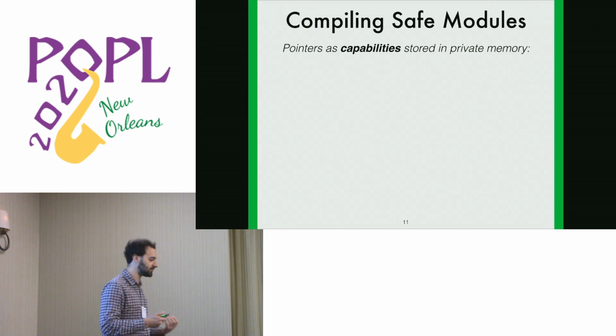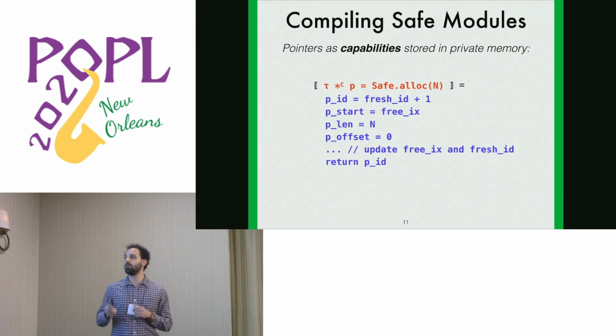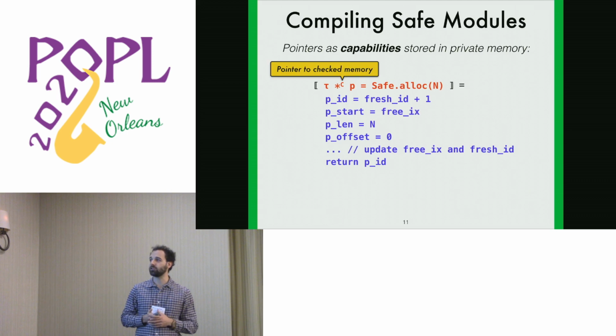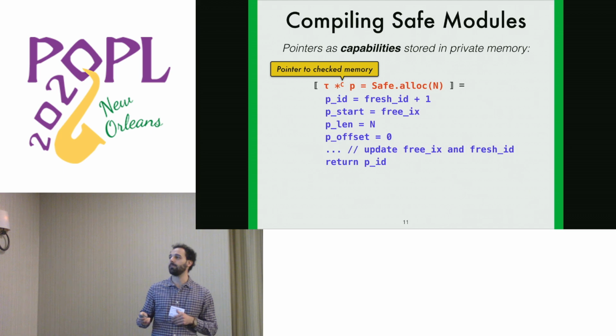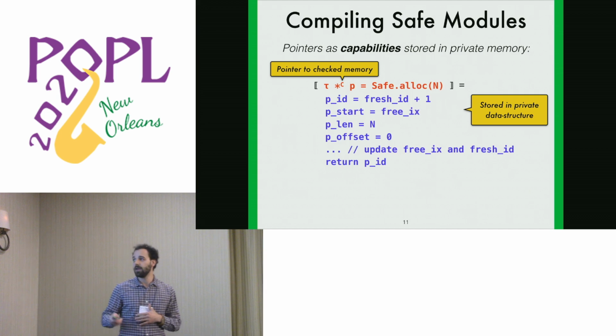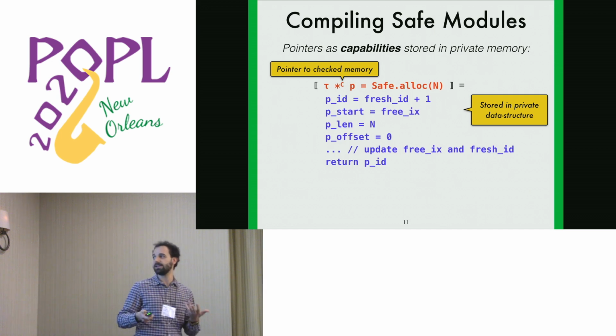Now, let's go a little bit more in detail and see how we can actually compile these safe modules. The idea is to translate pointers into some kind of capability that is stored in this private memory. When we allocate a checked pointer, an annotation that comes from Checked C, we generate a fresh identifier for the capability, together with some metadata about where we allocate it, how long the buffer is, and where this pointer is pointing right now, and we return the identifier of the capability. This is important: all this metadata is stored in the private memory.